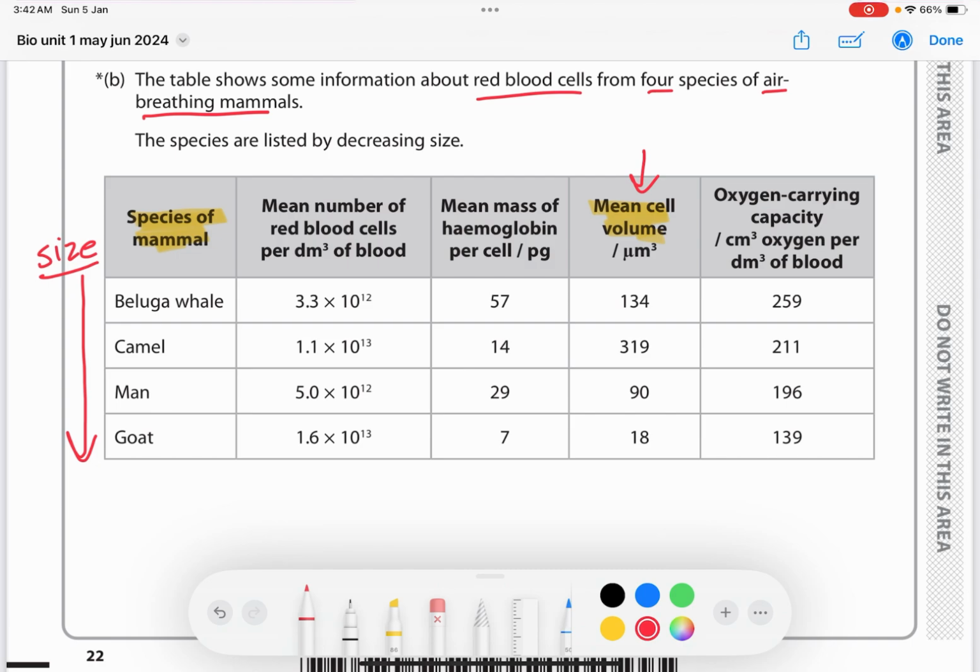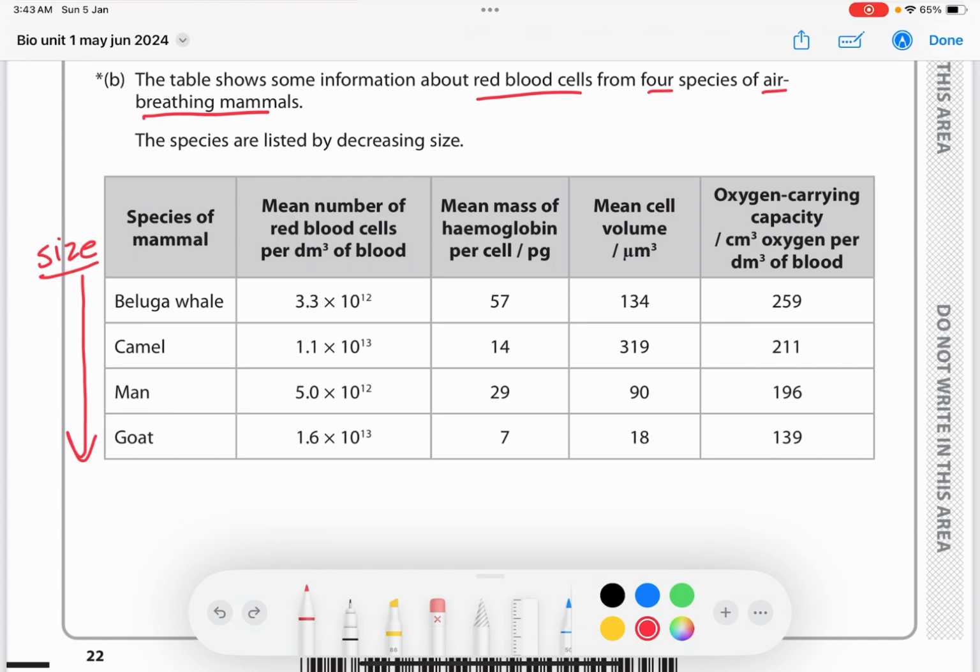So this is also part of the answer. These three factors affect the oxygen carrying capacity of blood. However, there are a few other external factors which also affect oxygen carrying capacity. So it's not just these three, there's more.